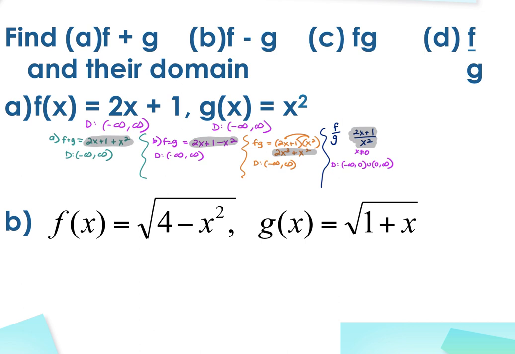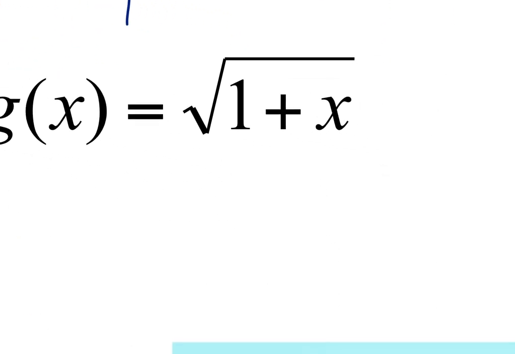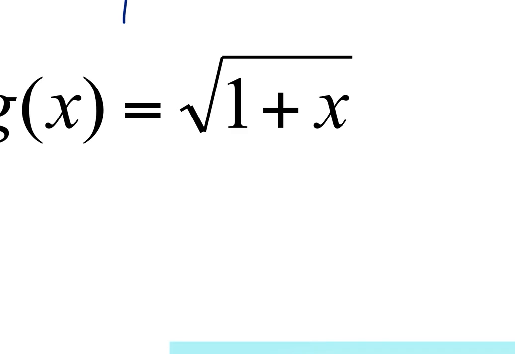First thing we're going to do is test the domains. I'm actually going to do g of x first, and then we'll do f of x, because g of x is easier than f of x. What's the rule on the square root? Has to be greater than or equal to 0. So x has to be greater than or equal to negative 1. I'm not going to put it in interval notation yet because I'm going to wait to see if there's another one to combine it with.